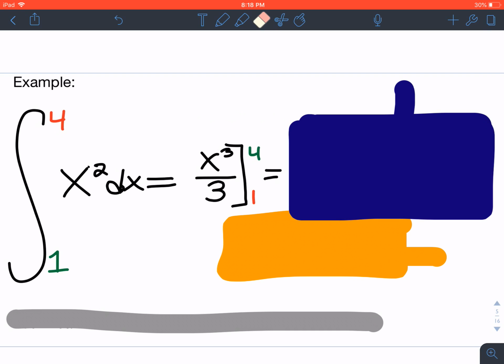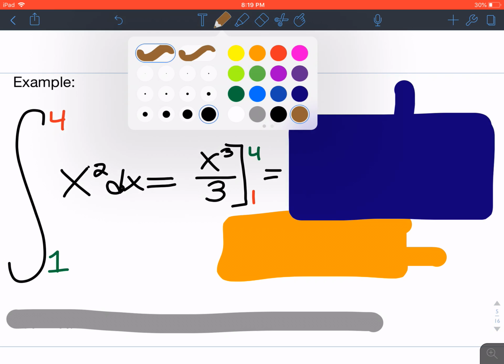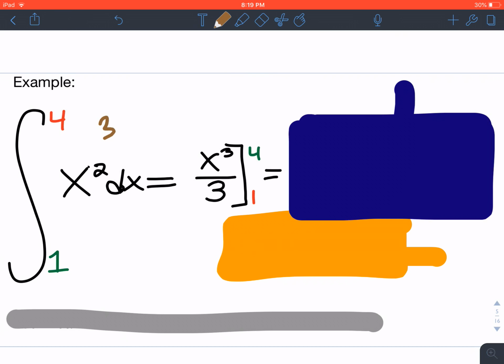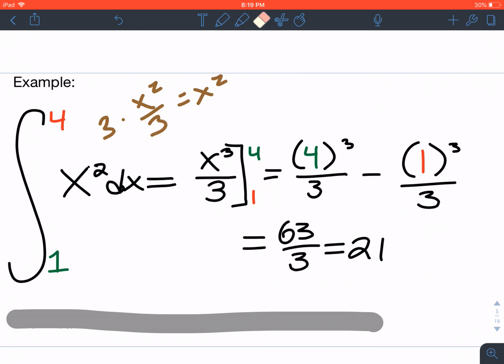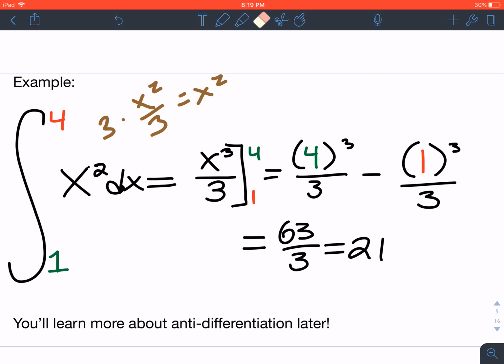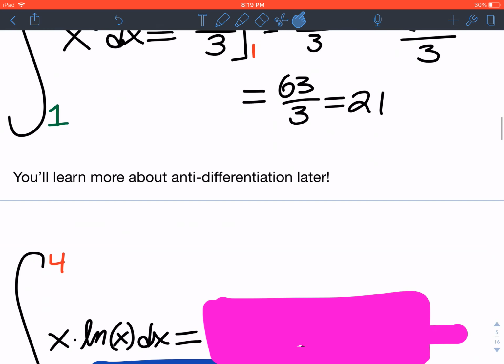And you can tell because if you were to differentiate this, you would say 3 times x squared over 3 equals x squared. And that's just using the power rule. So then the next step is to expand this into the f of b minus f of a form. So we have 4 cubed over 3 minus 1 cubed over 3, which simplifies down nicely to 63 over 3, which is 21. And then you'll talk more about antidifferentiation later with other more complicated functions. That's neither here nor there.